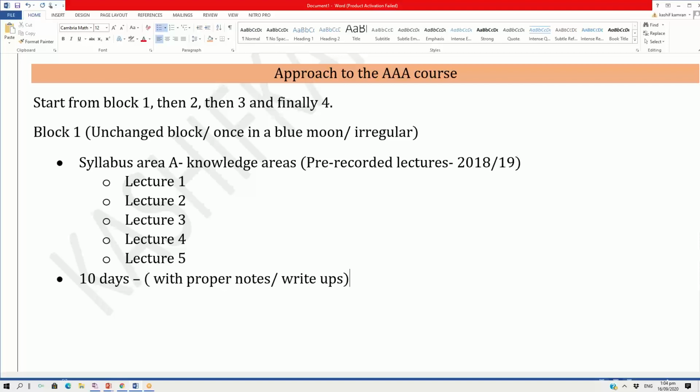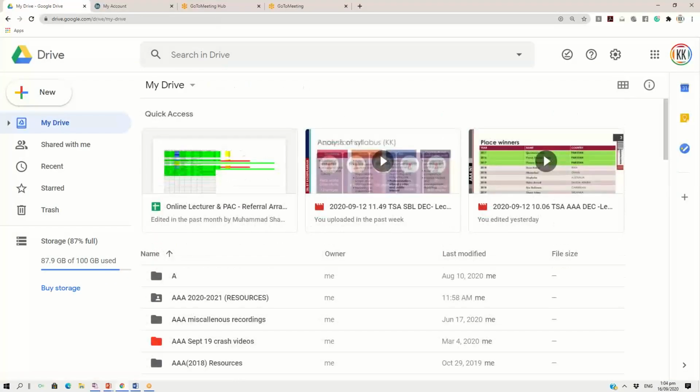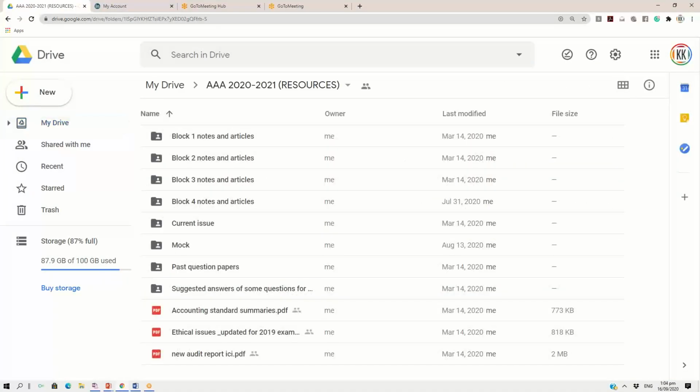Now, for every block 1, block 2, block 3, block 4, I have my own notes. When you start listening to my block 1, block 2, block 3, block 4 lectures, you will see that I'm using a presentation during the conduct of the video lecture. Those presentations are my notes. Those notes will be shared with you in the Google Drive. I just want to show you that as well. You can see on your screen, there is a Google Drive coming up.